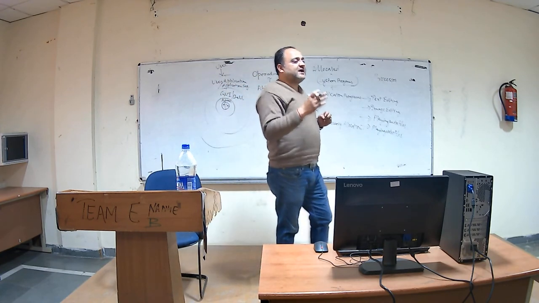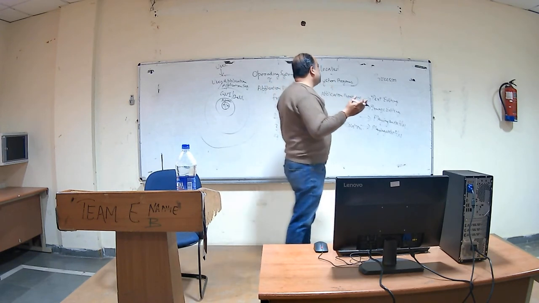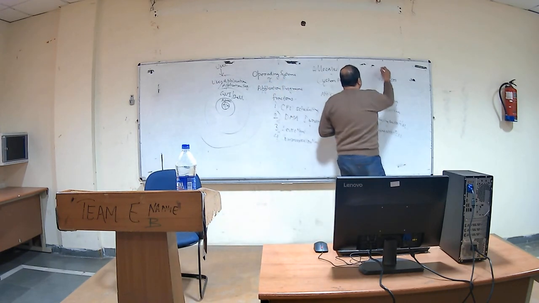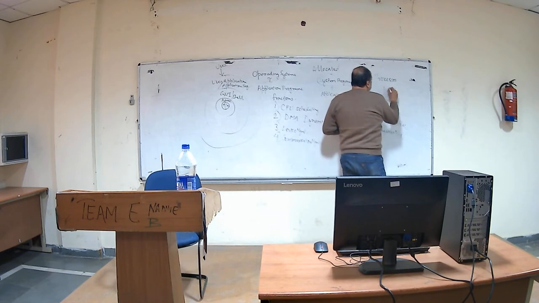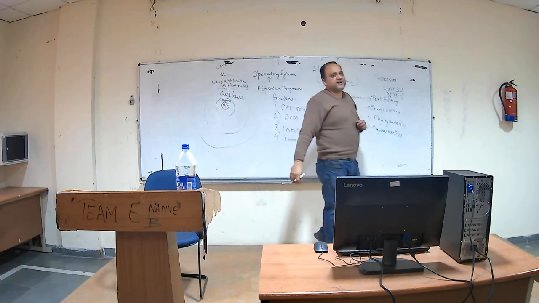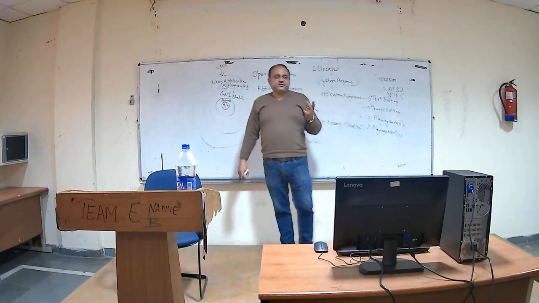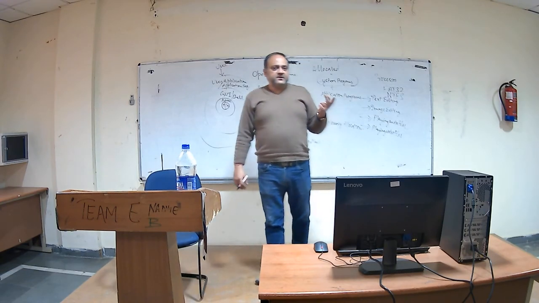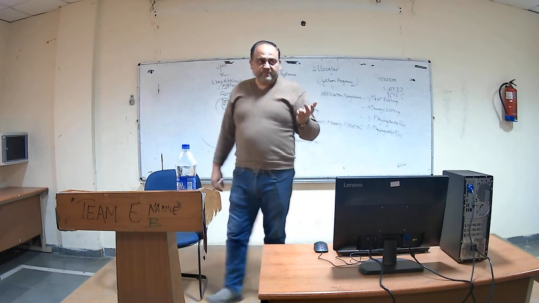Every hard disk has a format. You must have heard about two formats. First is the FAT32 format, and there is another format which is called the NTFS format. There are two formats in which a hard disk can be formatted. Now what is this FAT32?